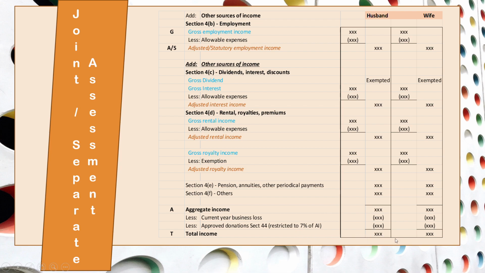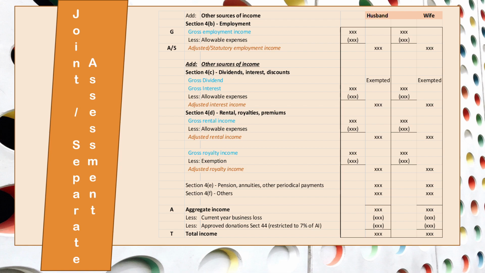So at this point, the husband would have his own total income, and the wife would have her own total income. Okay, what will happen when we go for joint assessment or separate assessment? Normally people will go for separate assessment when the husband is working and the wife is working. Therefore, they will go for separate assessment. That means your income will be assessed on a separate basis.